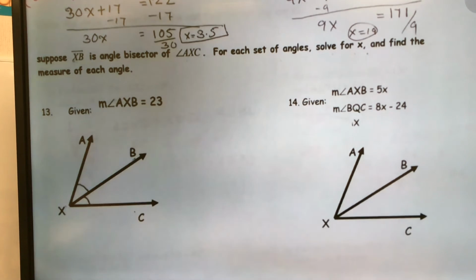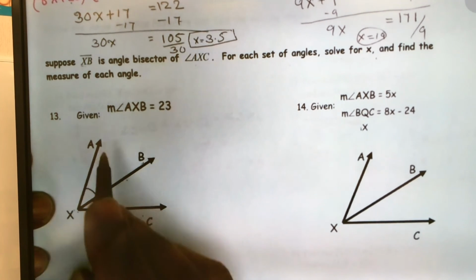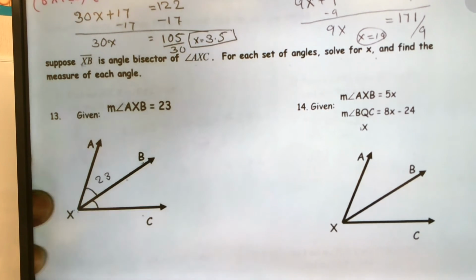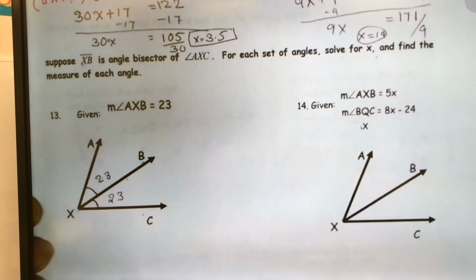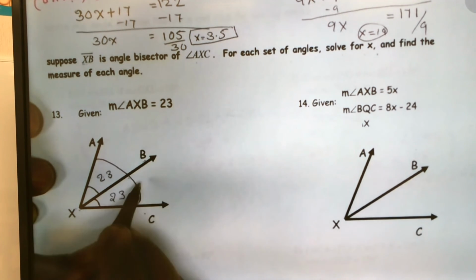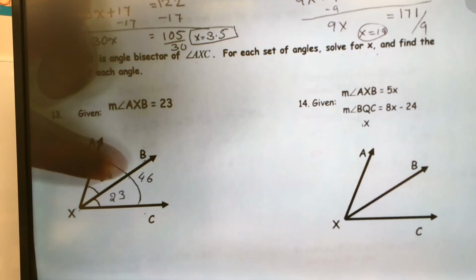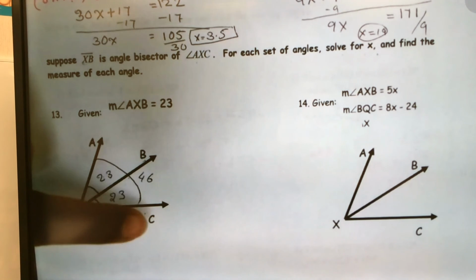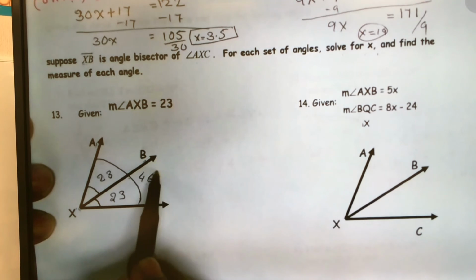So the first question, number 13, says that angle AXB is 23. So how much should be the second angle? This is a bisector, so those two angles are equal, that is this angle is 23, and the big angle AXC will be 46. So measure of angle AXB is 23, BXC is 23 again, the whole angle AXC is 46 degrees.